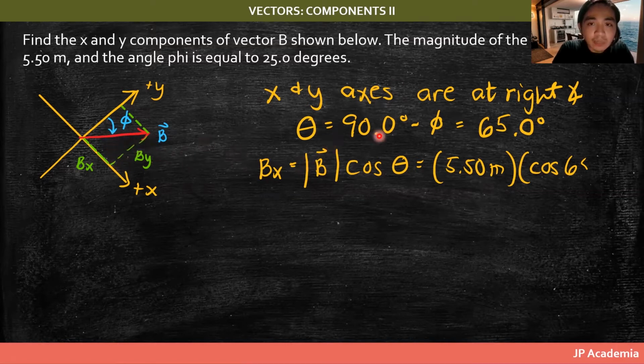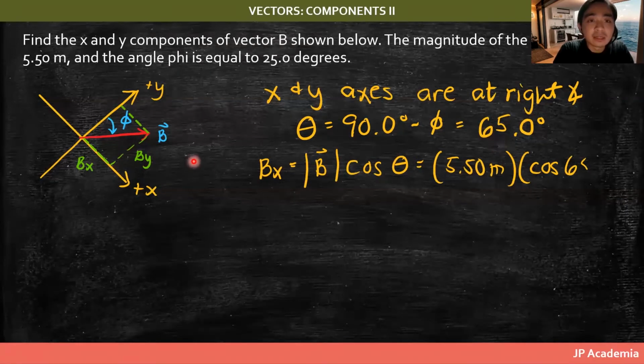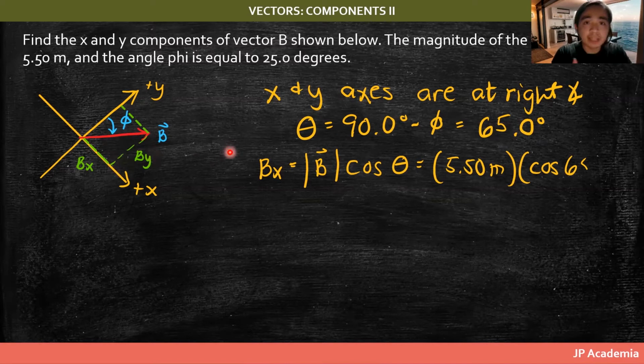So, theta is equal to 90 minus phi. So yung binigay dito, which is relative to your positive y axis. And therefore, we have here 65 degrees. So ito na yung angle theta natin relative to the positive x-axis.